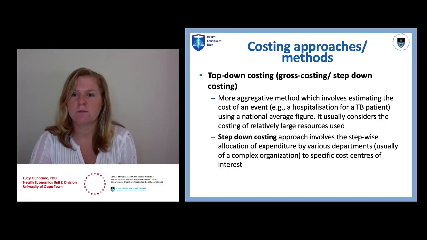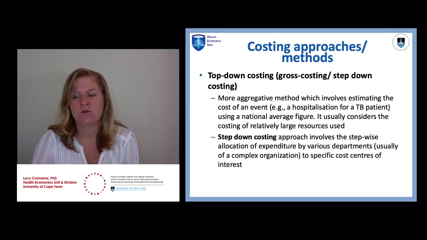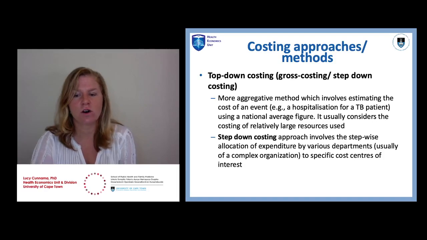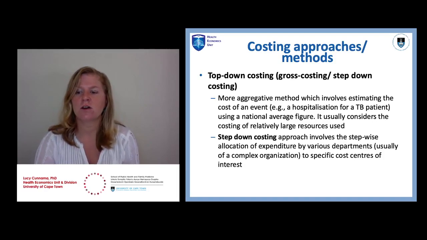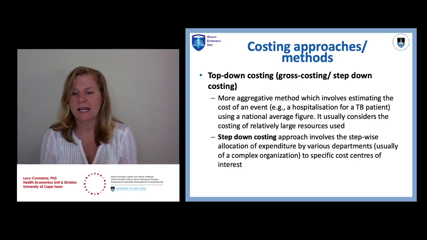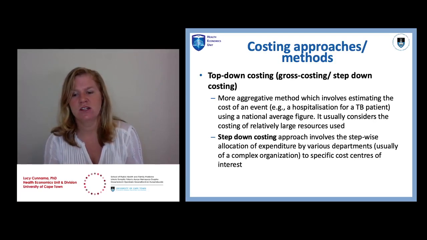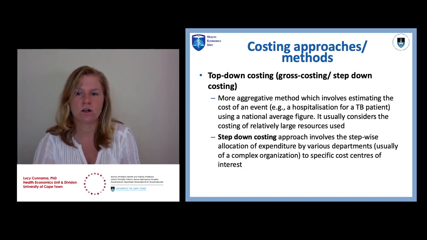In contrast, a top-down costing or gross costing or step-down approach is a more aggregate method, and it is often used in high-income settings where there's routinely available data. So, for instance, if we want to know the cost of a patient receiving oral contraceptives, the overall expenditure of running the family planning clinic within a large hospital would be collected and then allocated. And then using the number of patients seen in this clinic, we would use this utilization data to divide it further into a cost per patient receiving oral contraceptives.